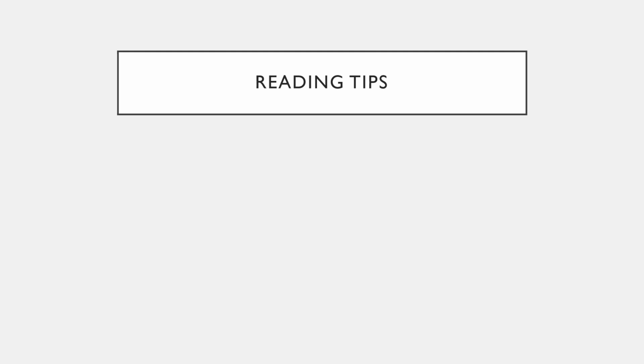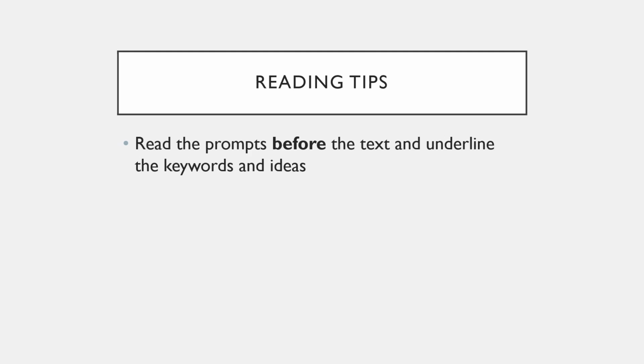So now we've looked at what you need to do and what you're being tested on. But how should you approach Part 8? Well, firstly, make sure you read the prompts before you read the text. When you're reading the prompts, underline or highlight the key words and ideas. On the question paper, the questions or prompts are always printed before the text, so it's in a logical order.